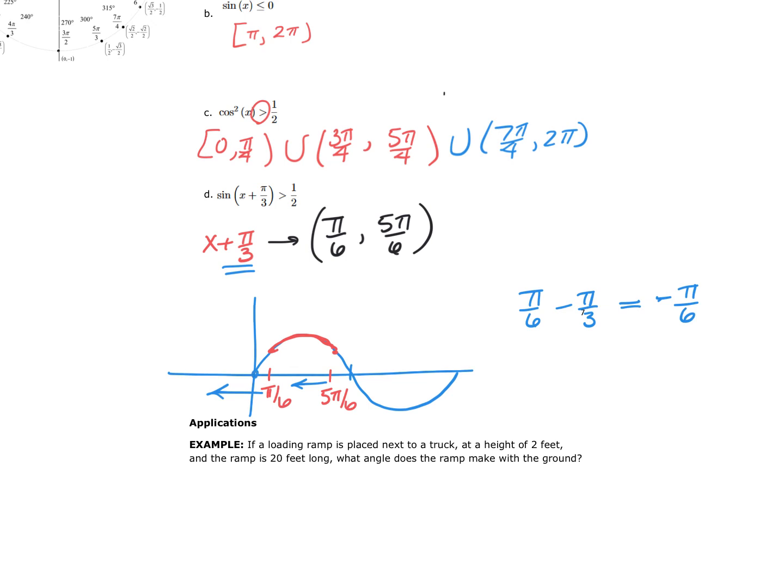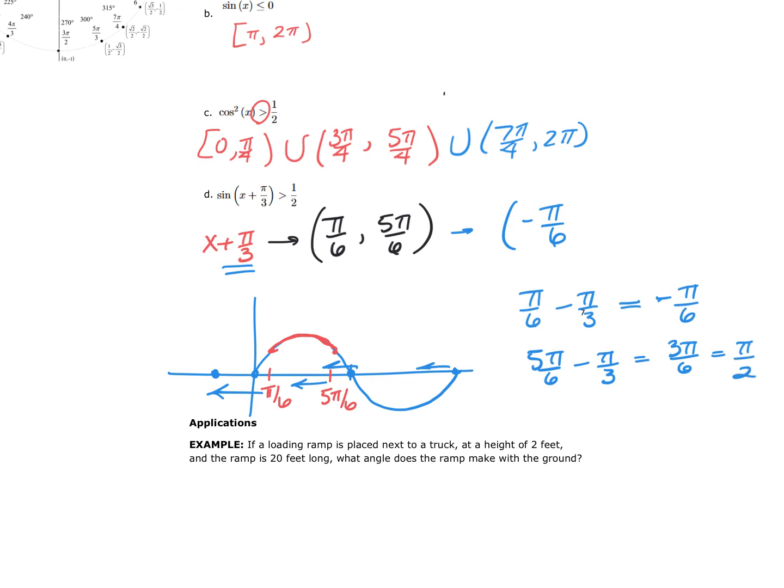Because this point is going to move here to pi thirds. This point is going to move back. This point is going to move back. So negative pi 6 is my interval. I also have to do 5 pi over 6, and I need to subtract off that pi thirds because I am moving left. That's 2 pi over 6, so that gives me 3 pi over 6, which is pi over 2.